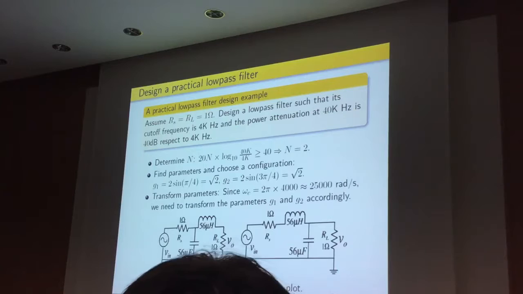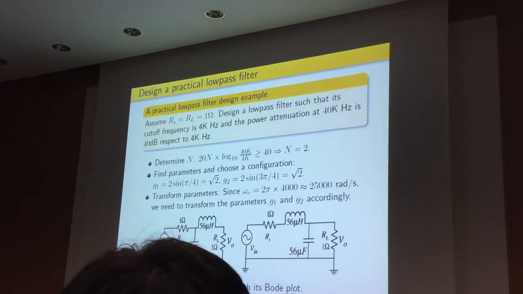And also, this value is modified using this gi divided by omega C. If you take out your calculator, try to find out what the value is. Given by square root of 2 divided by 25k, what's the value? Is it 56 micro?